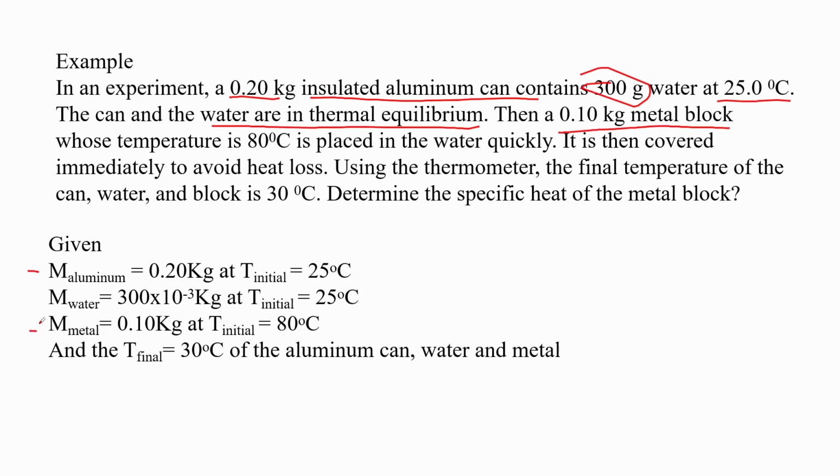It is then covered immediately to avoid heat loss. Using the thermometer, the final temperature of the can, water, and block is 30 degrees Celsius. Determine the specific heat of the metal block. Here we write the given values based on the problem and its conditions.